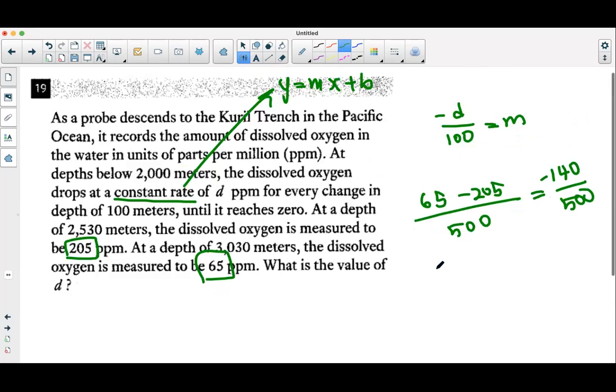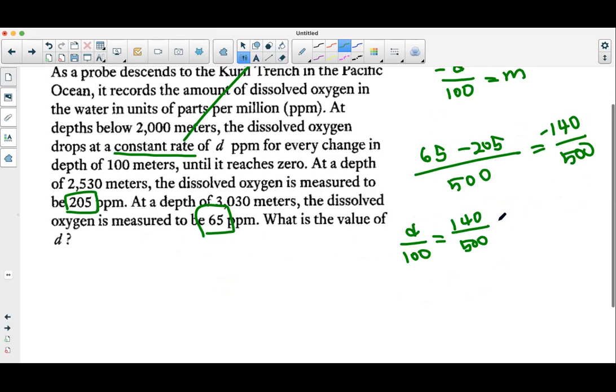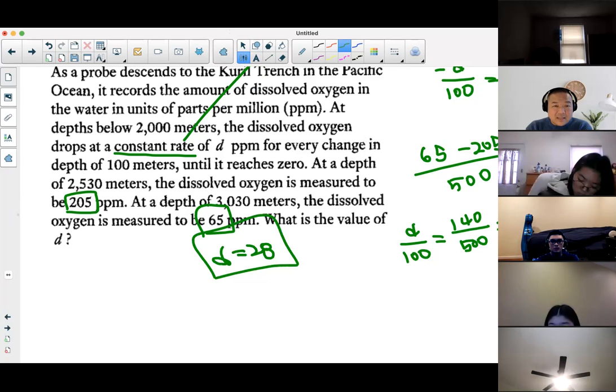So then, simply put, we get to realize that d over 100 is equal to 140 over 500. Of course, I can just divide this one by 5 to match with this. So what do I end up getting, guys? We get 100, divide this one by 5, then we get 28. So therefore, d has to be equal to 28. The 28 becomes our answer. Does that make sense, guys?